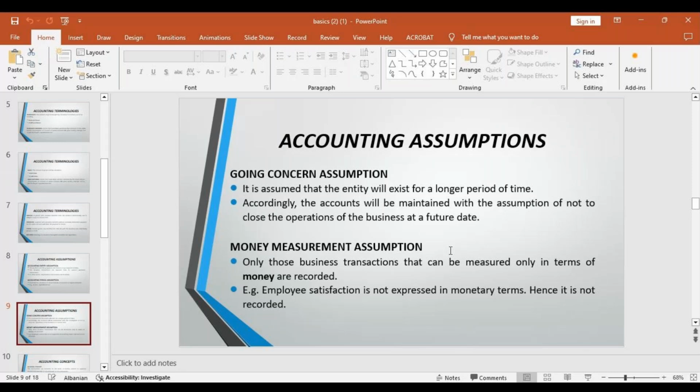So why do you take feedback? To see, okay, you don't do that again. That's all. But the main thing that is being recorded is the money. So the money measurement assumption says only money related things are recorded. Please take down these 2 points and read the points.